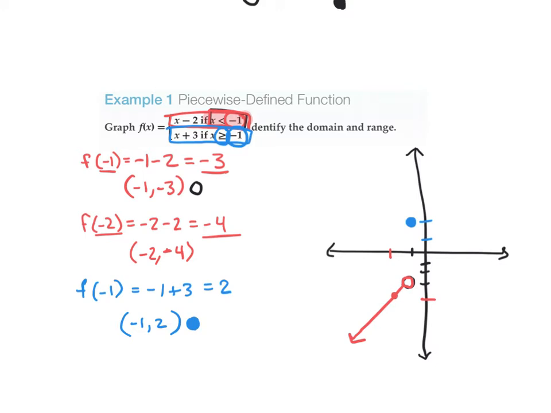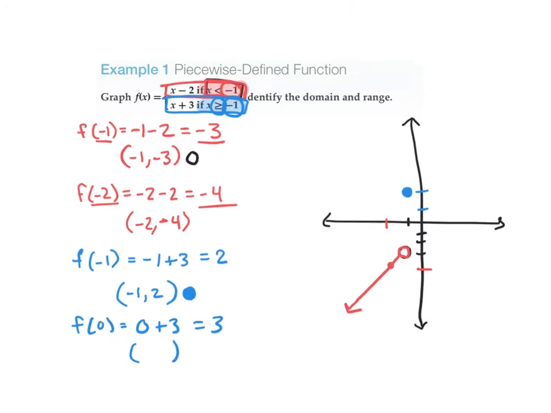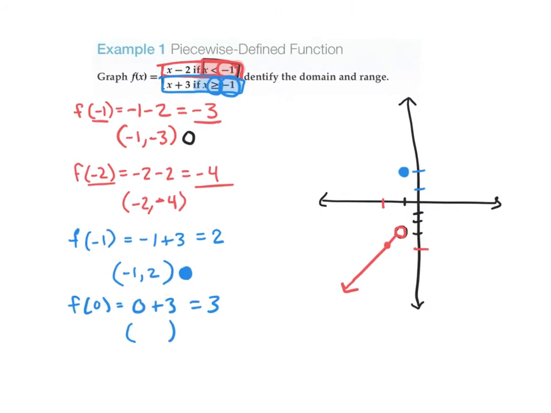Now we need to plug in another point to see what our graph is going to do. So we need to plug in a point that is greater than negative 1. So what's a number greater than negative 1? 0. So we're going to plug in f of 0. When we plug in 0, we have 0 plus 3, which is 3. So what's our point here? 0, 3. So we stay on 0 and go up to 3. We put a point there, and now we connect our two dots with the line.